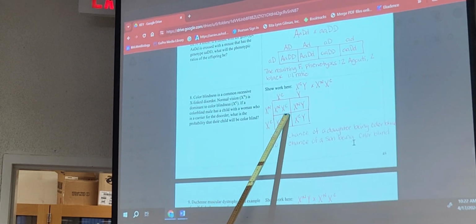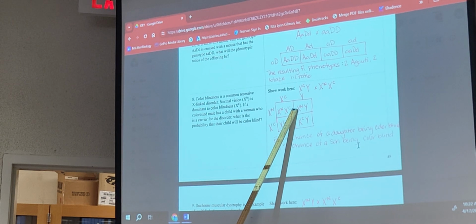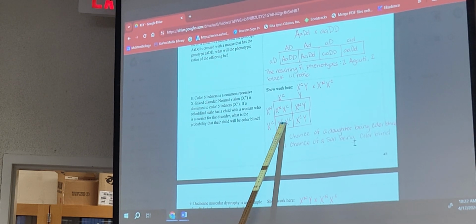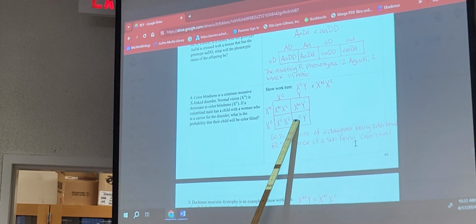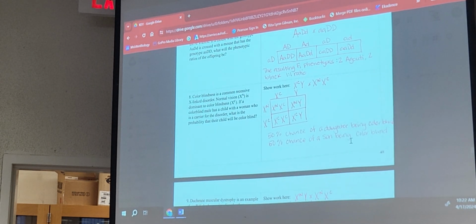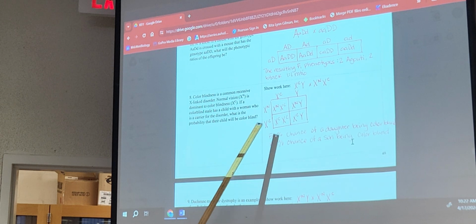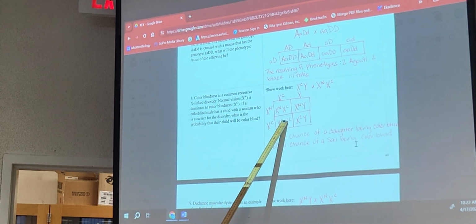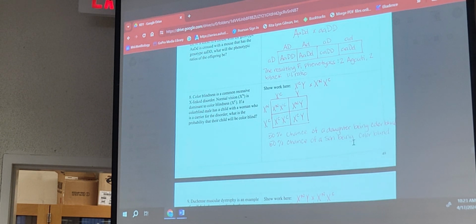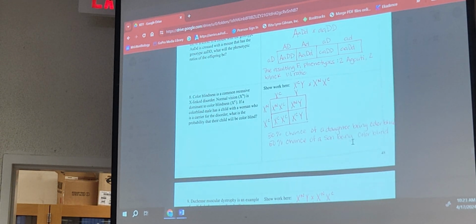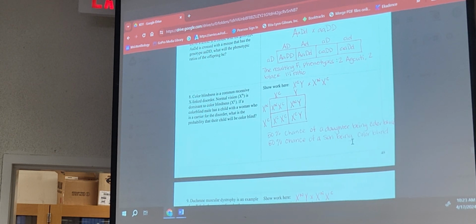So this female here, carrier. This female here, colorblind. This male here, normal. This male here, colorblind. 50% chance of a daughter being colorblind, 50% chance of a son being colorblind. Good? It's a monohybrid cross where we just look at the X chromosome.